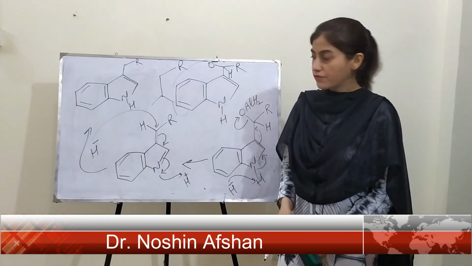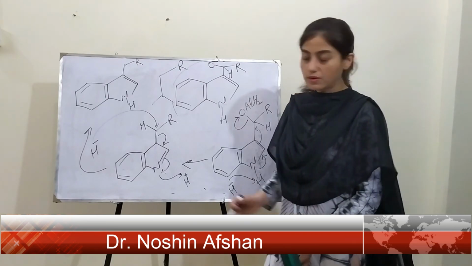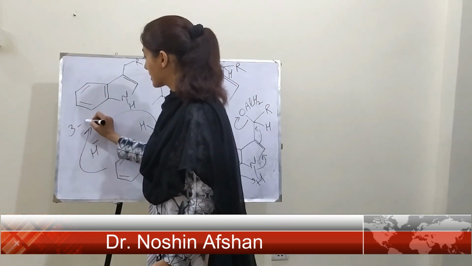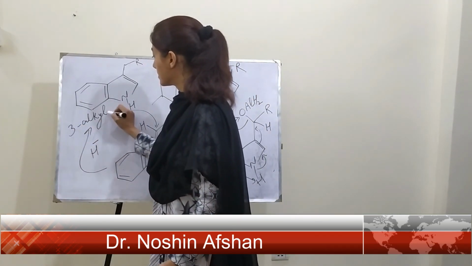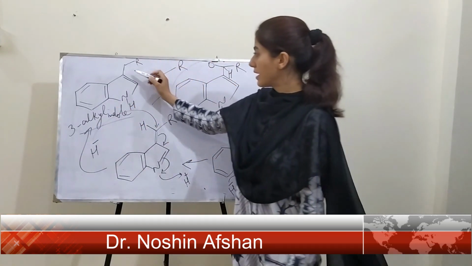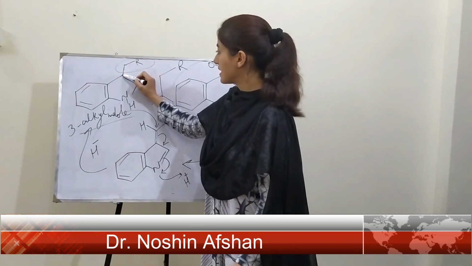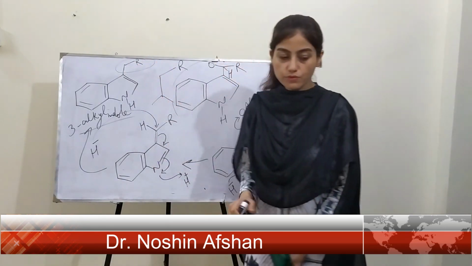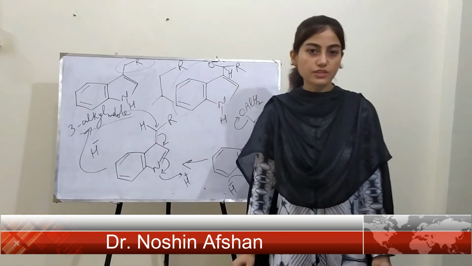So this is our final product, and it is called 3-alkyl indole. Because this alkyl group is attached at the 3 position, we call it 3-alkyl indole.